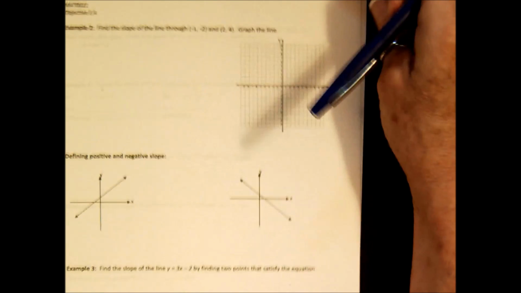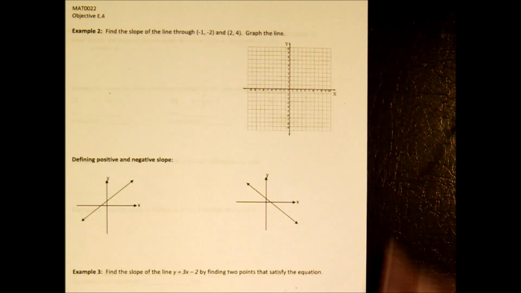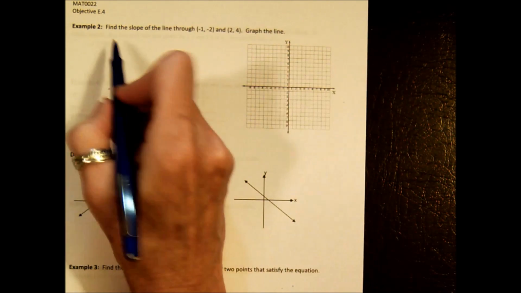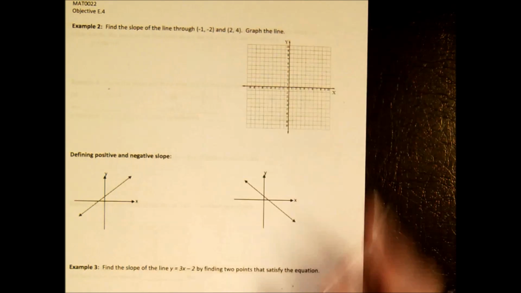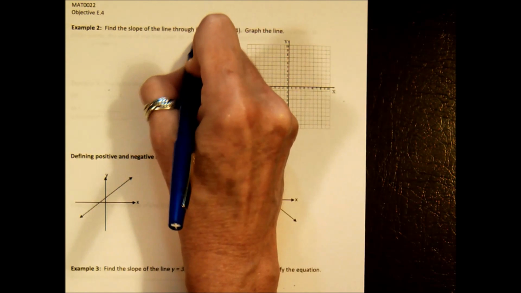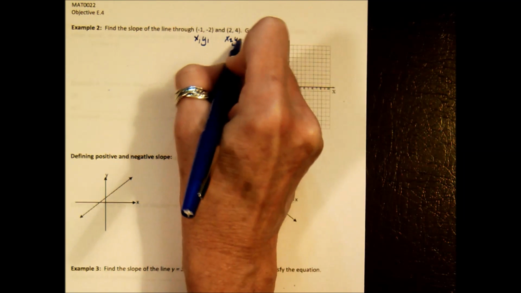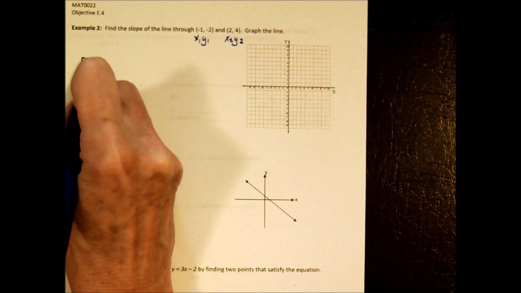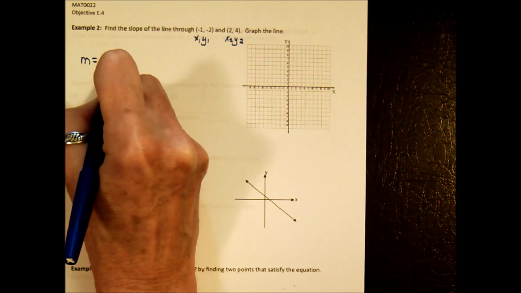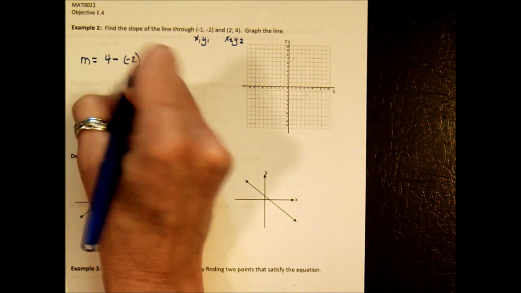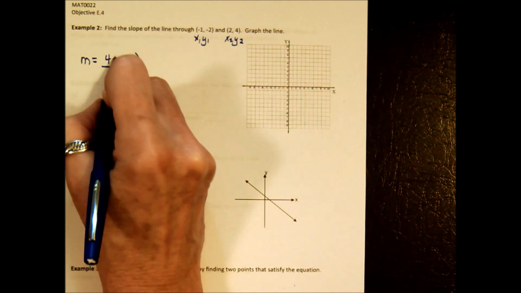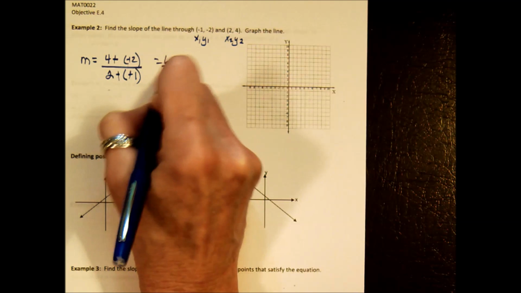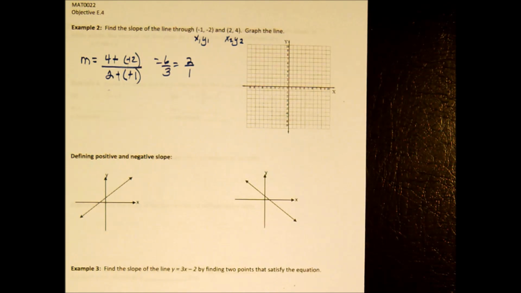Let's look at the next page, and we're going to find slope again by using our formula. And this time we will graph it, but we're not going to count it out. So find the slope of the line that goes through the points -1, -2, and 2, 4. So the first thing you want to do is label x1, y1, x2, y2. Always do that. Slope is equal to y2 take away y1, watch your signs, over x2 take away x1. Well, that makes a positive, that makes a positive, and I have 6 over 3, which is the same thing as 2 over 1.